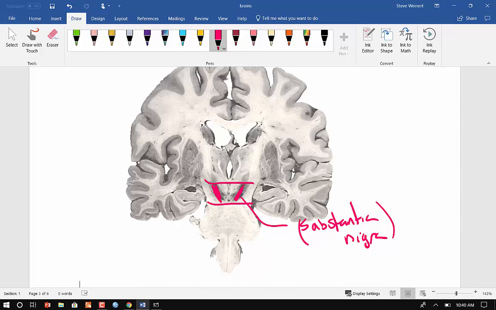Okay, so the substantia nigra are these really dark colored cells inside the midbrain that connect the top part of the brain to the lower parts of the brain. The substantia nigra is what activates motor programs.